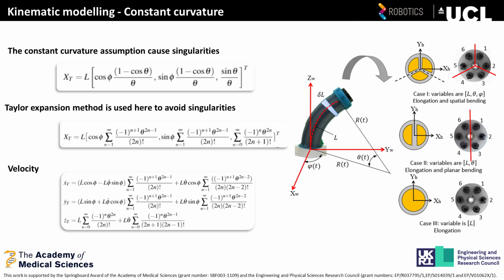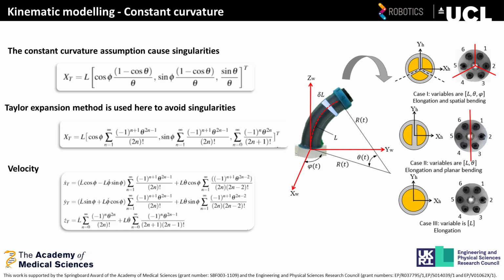A well-known and widely used method for kinematic modeling of continuum robots is the piecewise constant curvature approach, and this is applied here. The kinematic calculations are in the configuration space, returning L, theta, and phi. The variables theta and phi are the planar and spatial bending angles, and variable L is the length of the manipulator due to the applied pressure.